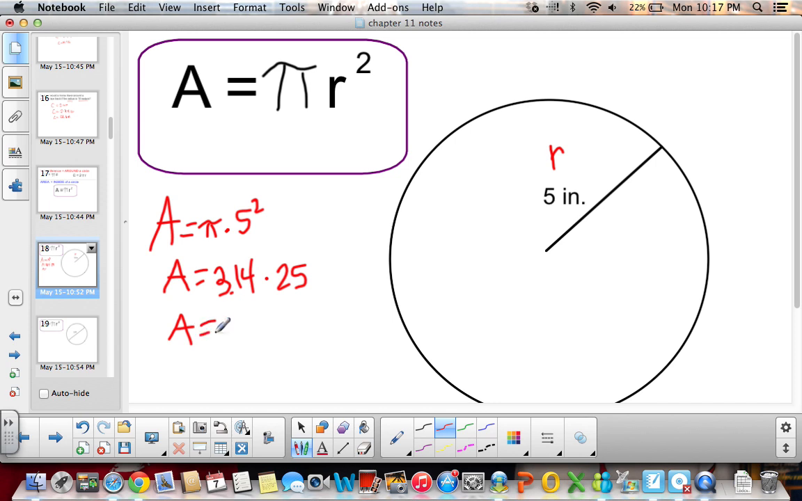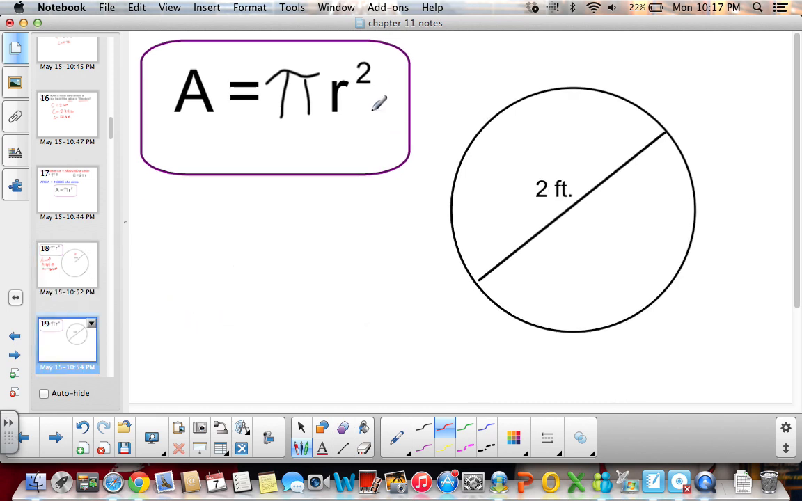So 3.14 times 25 equals 78.5 inches squared. Area is always squared, remember. A equals pi r squared again.